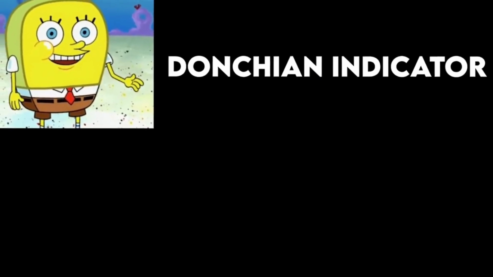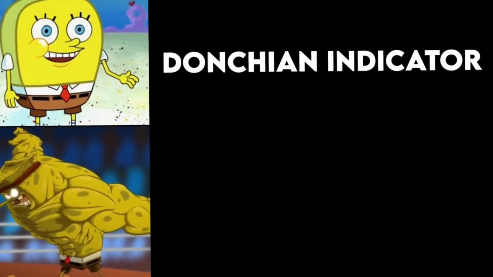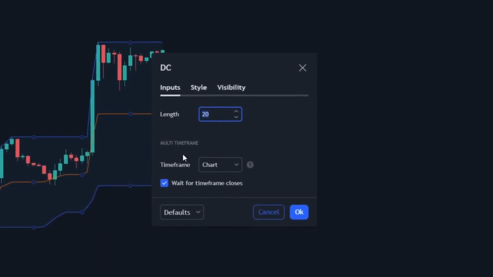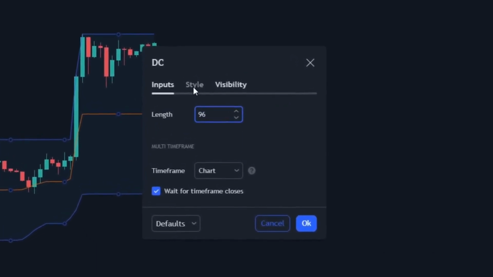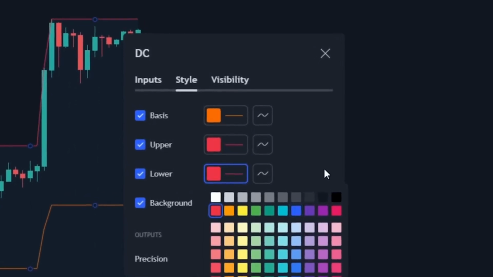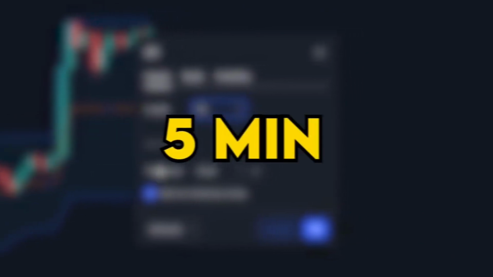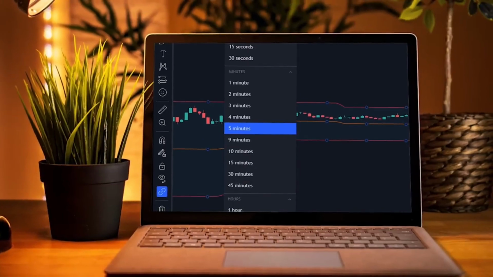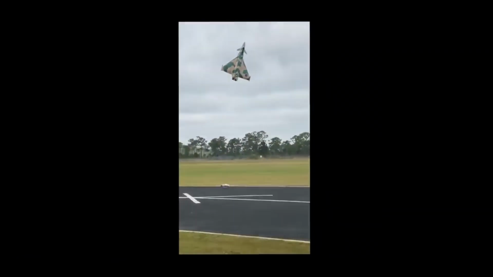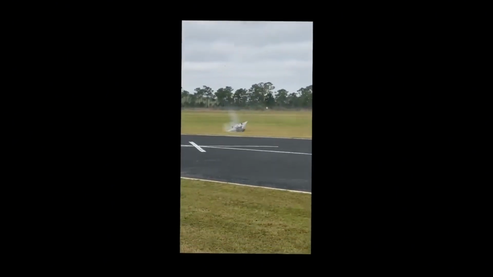Now, the Dungeon indicator by itself is pretty nice, but in order for it to work just how we want it, we gotta change the settings. Go to the settings of the indicator and change this length to 96. Then I'm also gonna go to the Styles tab and change the colors of the lines to red so they're easier to see. Also, something very important. All of these settings I'm about to tell you are specifically for the 5-minute time frame, as that's the time frame Larry used for this specific strategy. If you want to use a different time frame, please do your own testing with different indicator values.